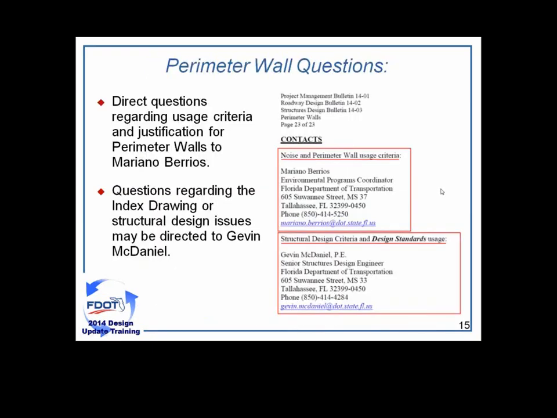At the bottom of the design bulletin, it has contacts here for questions regarding the perimeter wall. Please direct questions regarding the usage criteria and justification for perimeter walls to Mariano Barrios in the Environmental Management Office. And any questions regarding the index drawing itself or structural design issues may be directed to me.